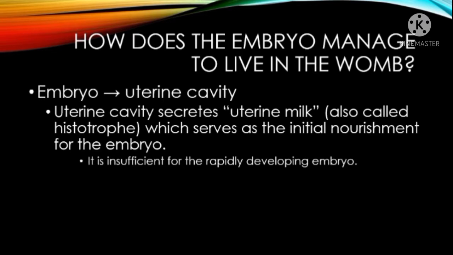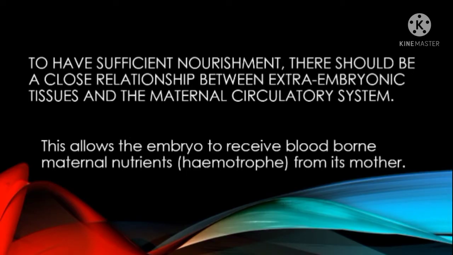But because the embryo is rapidly developing, you will find that the histotroph quickly becomes insufficient for the nourishment of the embryo. What should happen is that there should be a close relationship between the extraembryonic tissues and the maternal circulatory system. This action would allow the embryo to receive blood-borne maternal nutrients, also called hemotroph, from its mother. Meaning to say that inside the uterus, the embryo does not physically eat or drink, but instead it gets nutrients from the blood of its mother.